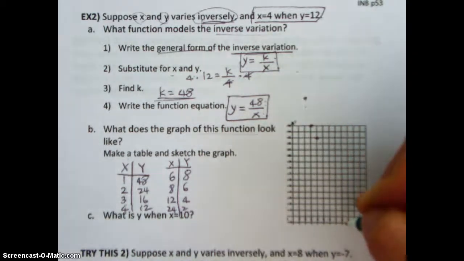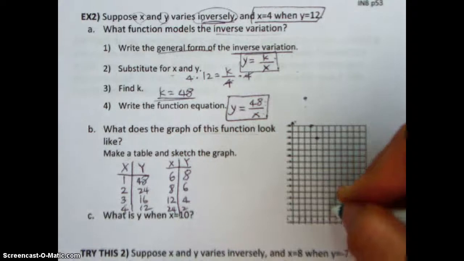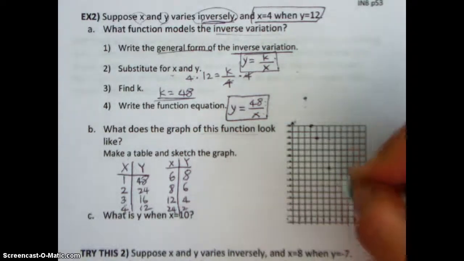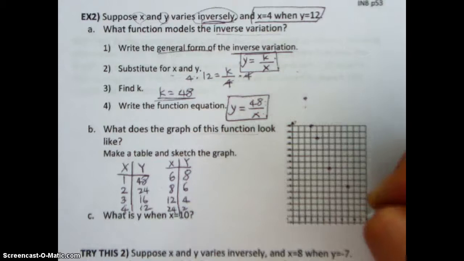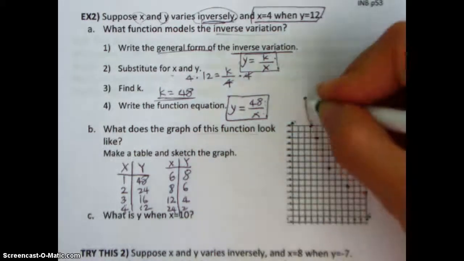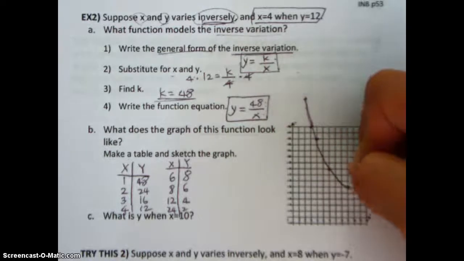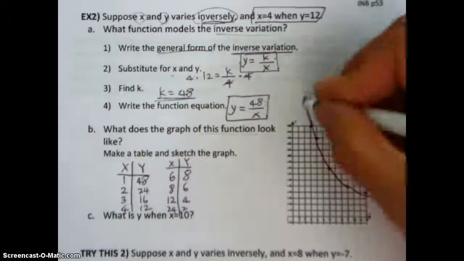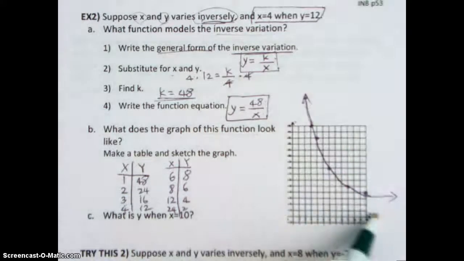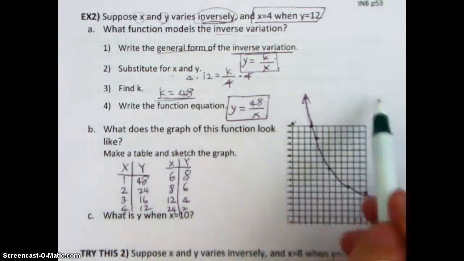And 6, 8, 8, 6, 12, 4. So the graph kind of looks like that. So you can see that as x increases, y decreases.